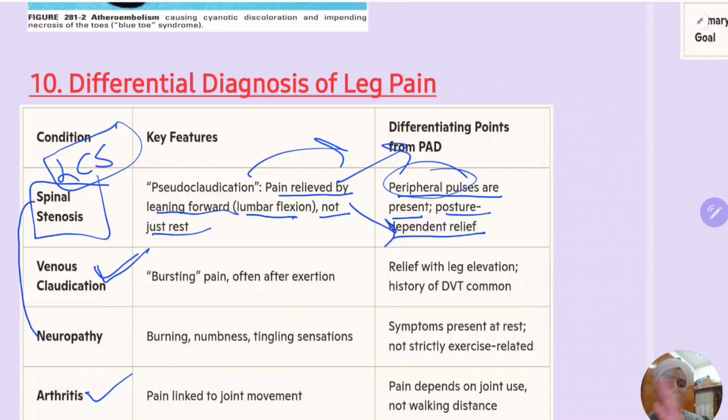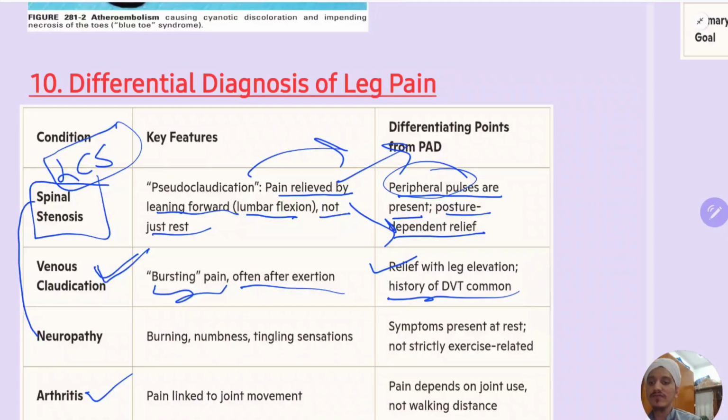All the claudication we have discussed so far is arterial claudication. You should differentiate it from venous claudication. Here you will have a bursting type of pain due to, for example, deep venous thrombosis or varicose veins. Bursting pain often occurs after exertion. But they will have relief with leg elevation, and there will be a history of deep venous thrombosis in these patients. Or they will have varicosities; superficial varicose veins will be present when you examine the patient. That will give a clue.